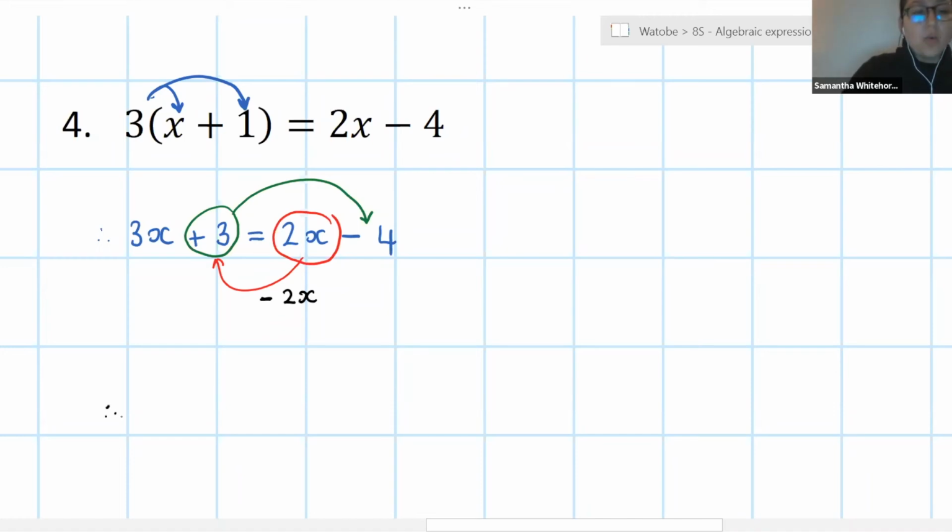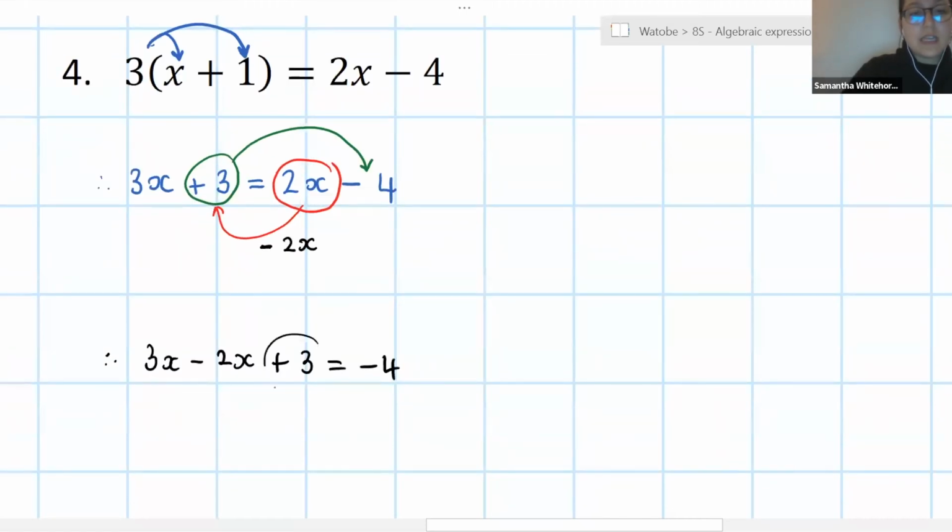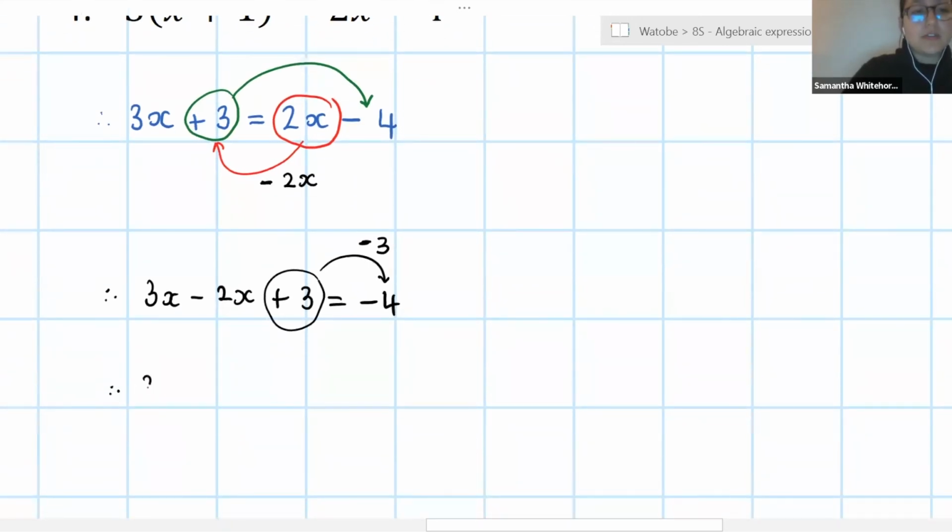So that leaves me with 3x minus 2x. Sorry, got my x there. Minus 2x plus 3 is equal to negative 4. And then I still want to take that plus 3 and bring it over. So I have to minus 3. I have to do the opposite. And so I've got 3x minus 2x is equal to, oh gosh, so sorry guys, is equal to minus 4 minus 3.